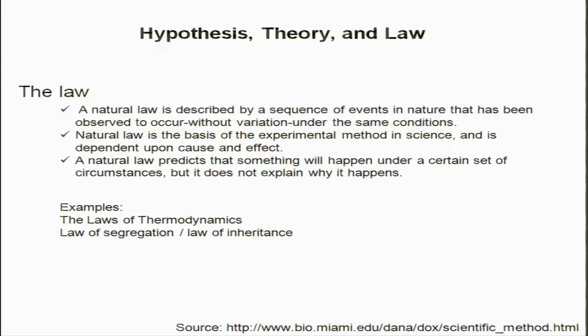Over and over again, you can do this experiment, you will get it, and as expected in a hypothesis, the end products are as expected, therefore it becomes a law. Natural law is the basis of experimental methods in science and is dependent upon cause and effect. So you can change the parameter, it will change. So then we can say what are the parameters that regulate.